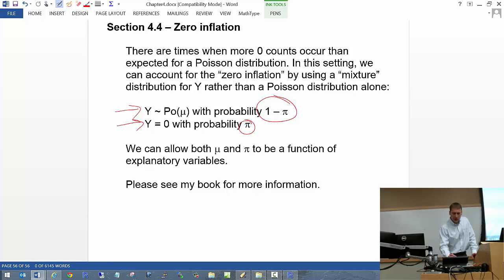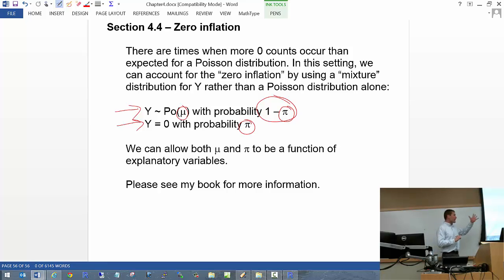In particular, you can set this mu to be a function of explanatory variables, just like what we've done before, and you can set this pi to be a function of explanatory variables, just like what we did before. And both don't have to be exactly the same sets of explanatory variables. So it's kind of cool.